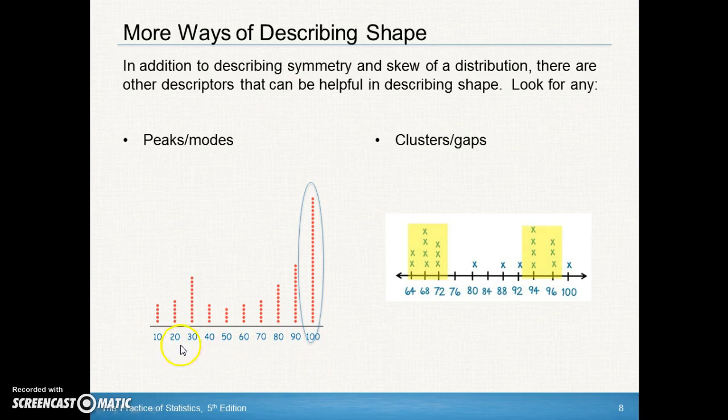These dot plots don't have context. We're just using them to examine shape. Notice he also talked about clusters and gaps in the data. Right here we have clusters of values between 64 and 72, and between 94 and about 97, something like that, with some gaps here in the middle.